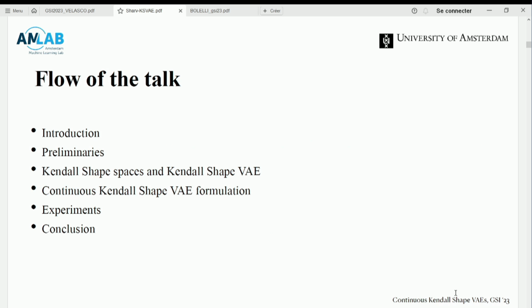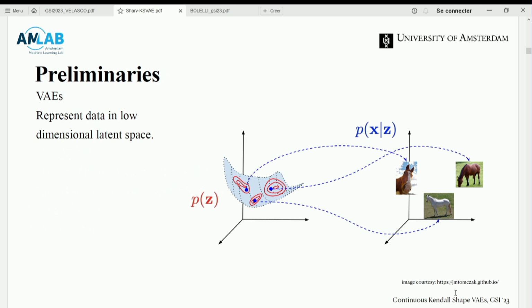So the flow of the talk is the following. I will give a brief introduction followed by preliminaries. Then I'll talk briefly about the work that we did previously, which was Kendall-shape VAE, and then the extension, which is this work, continuous Kendall-shape VAE, and some experiments and the conclusion.